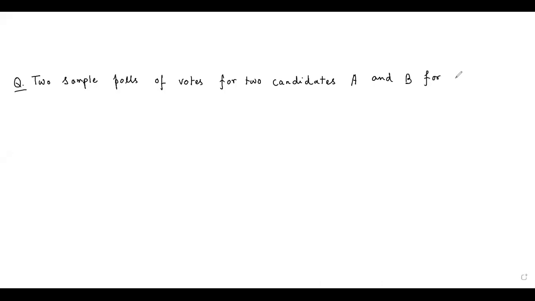Question is, to sample polls of votes for two candidates A and B for a public office are taken.